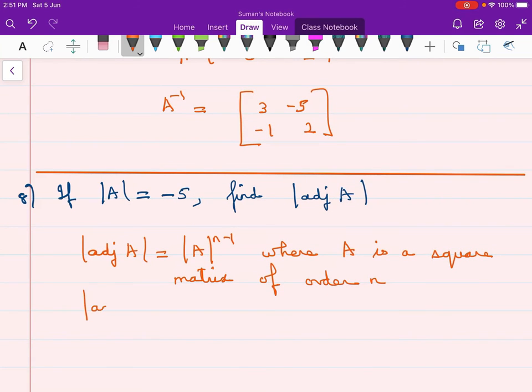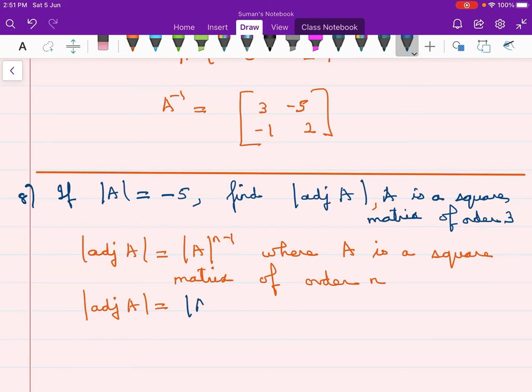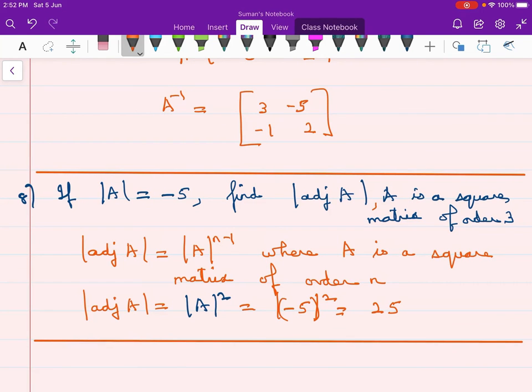Hence determinant of adjoint of A will be, here it is of order 3, so just add the condition that A is a square matrix of order 3. So this would become determinant of A squared. That would be minus 5 squared, because determinant of A is minus 5, so your answer is 25. So a very useful formula, determinant of adjoint of A is determinant A raised to n minus 1.